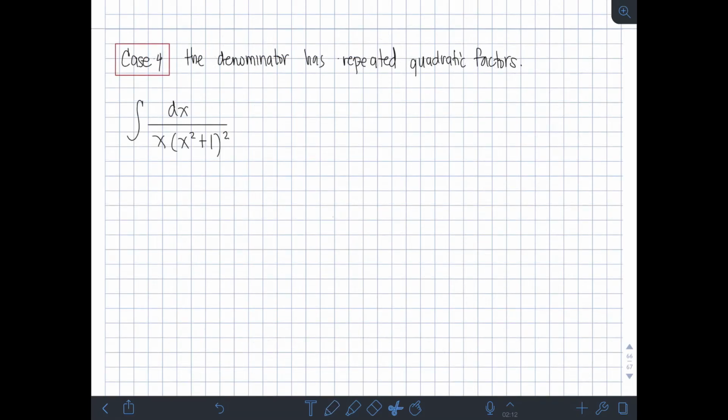Next, we have case 4. The denominator has repeated quadratic factors. Okay, so this time, meron na tayong repeated quadratic factors. So, solve natin yung example. Integral daw ng dx over x times quantity x squared plus 1 squared. Okay, so meron tayong isang linear factor tsaka isang quadratic factor at yung quadratic factor is naka-square. So, kaya repeated.